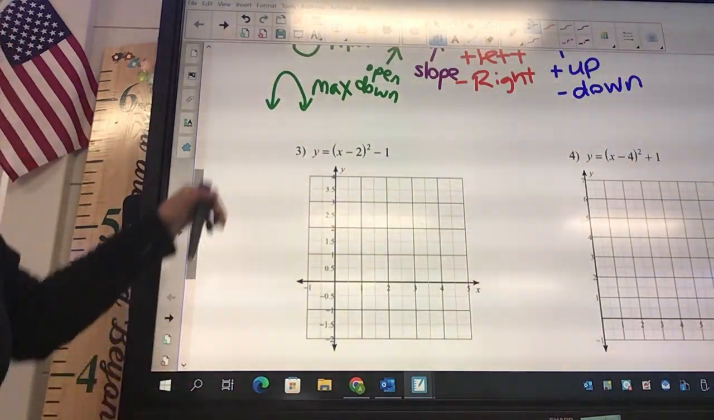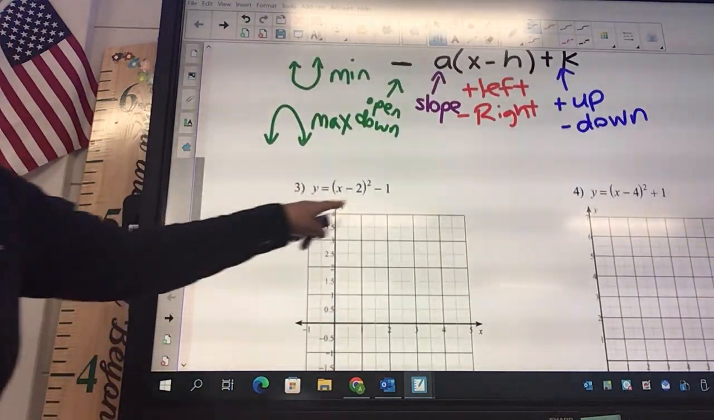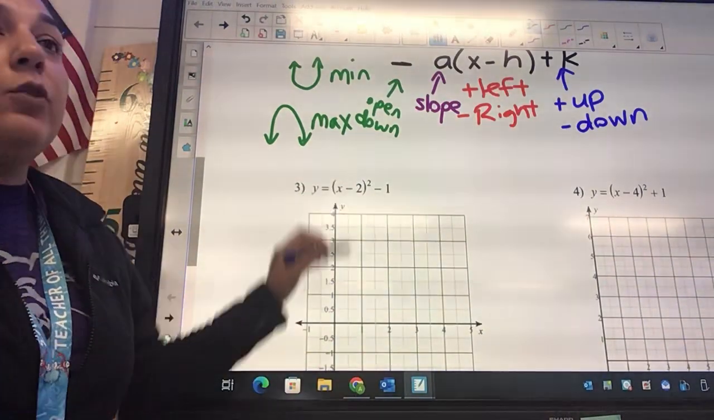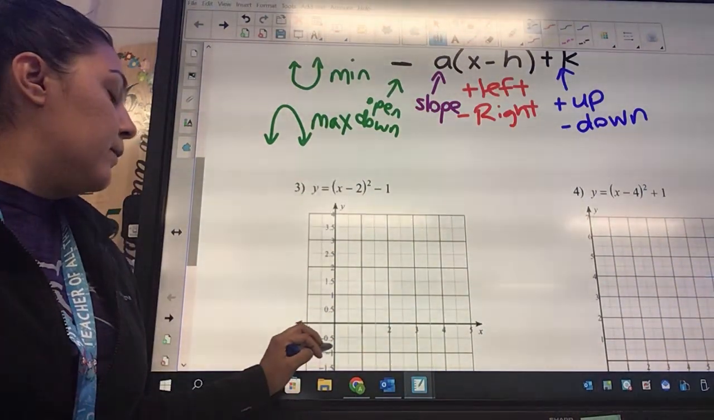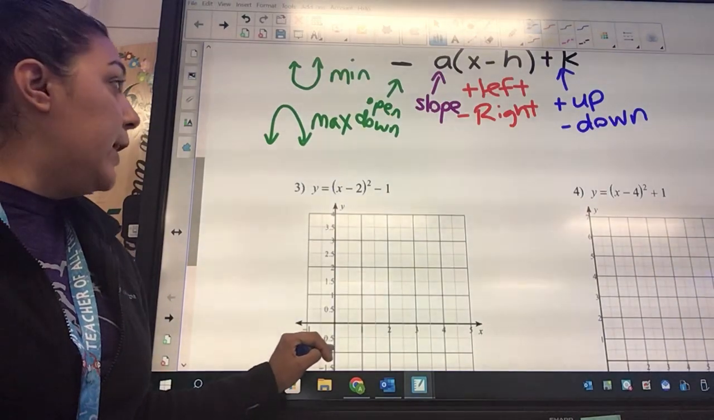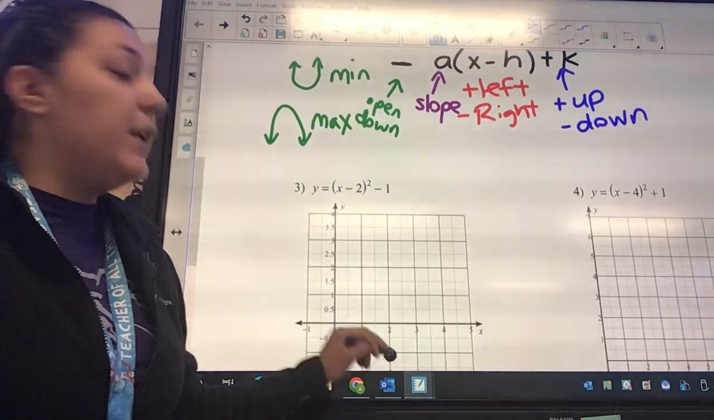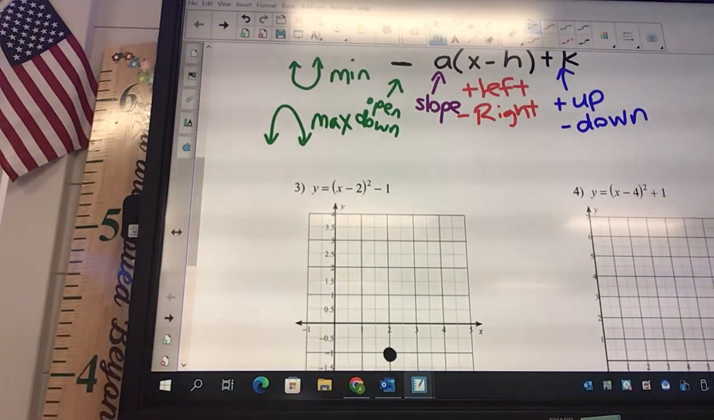We go down 1. Okay, it's on the outside, so we're going to go down 1. What's the minus 2 on the inside do? You go right 2. Okay, so that's going to be what? That's our starting point, or the vertex.